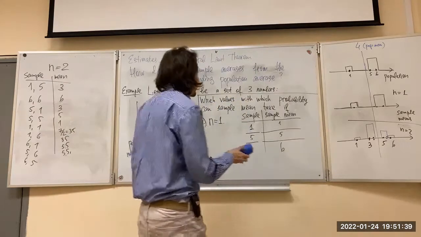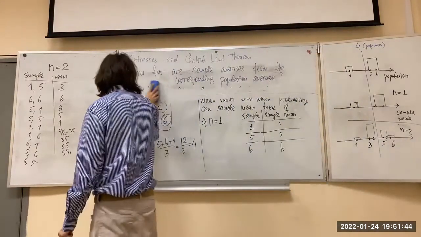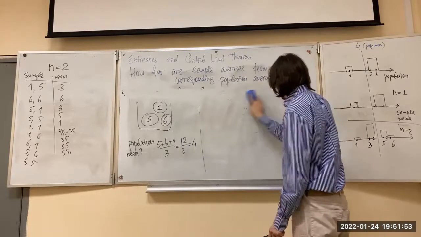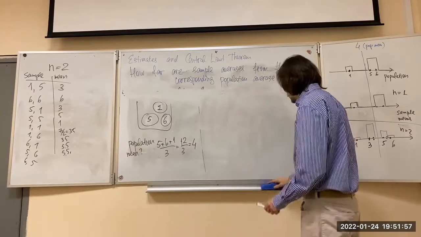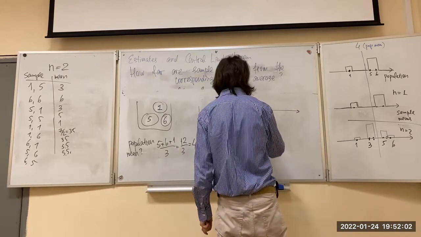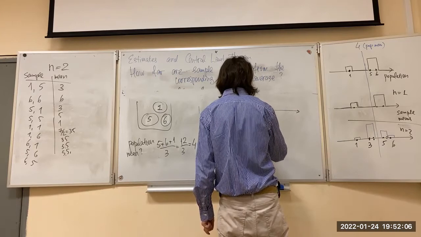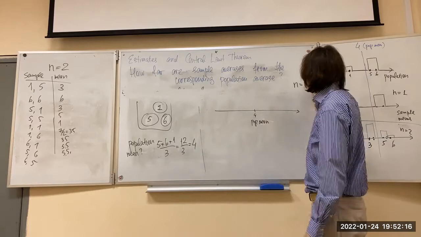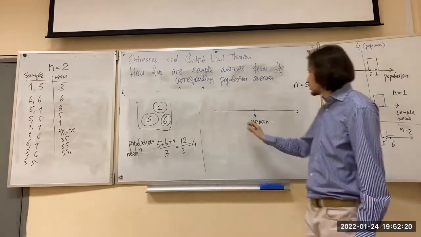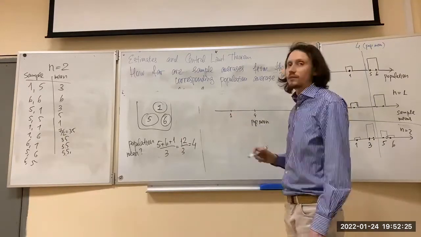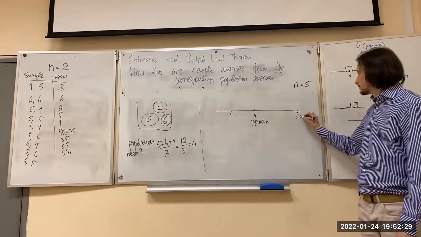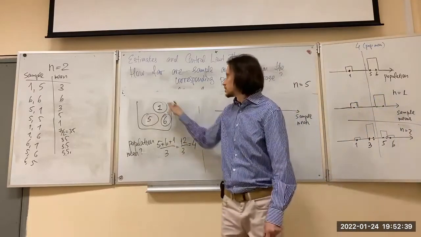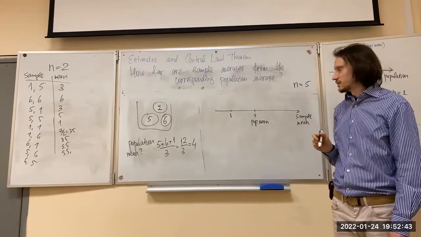Let us continue drawing pictures. So I will continue here. Again, we have, for example, 4. This is the population mean. And now assume that n equals, say, 5. Is it possible to get a value 1 in this case? A value 1 as a sample mean. Is it possible to get a sample from this population of size 5 that has sample mean equal to one?